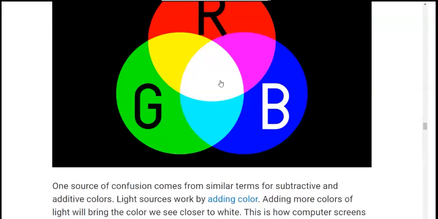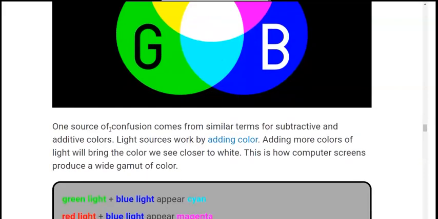So, one source of confusion comes from the similar terms of subtractive and additive colors.